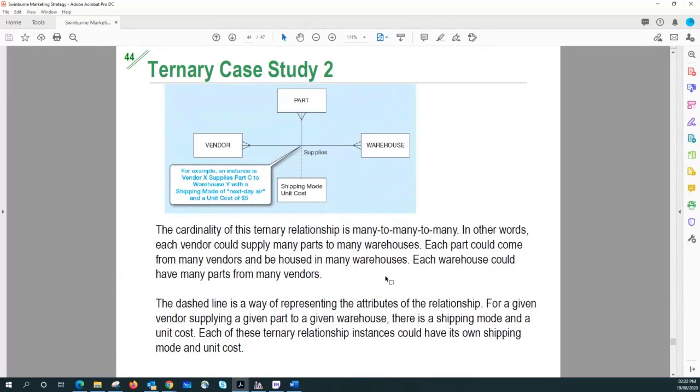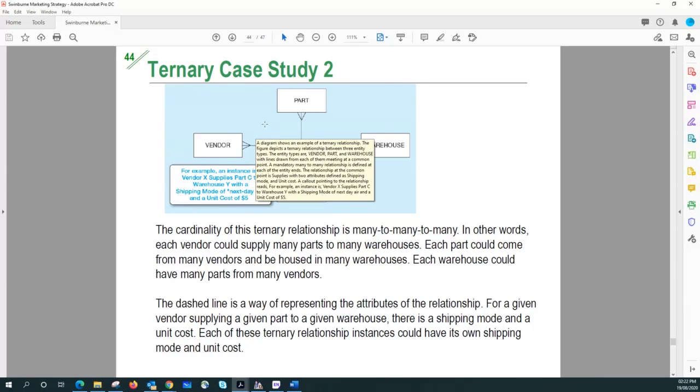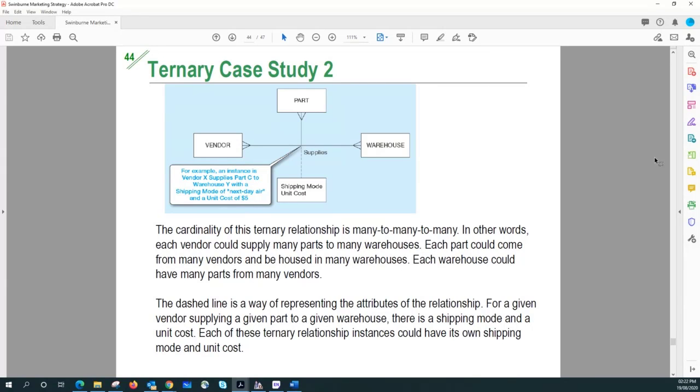The same applies for the second case study. This case study is another one, but I am giving it to you differently. Here we have a scenario: we have vendors supplying parts to warehouses. So we have many vendors supplying many parts to many warehouses. So we have a business.